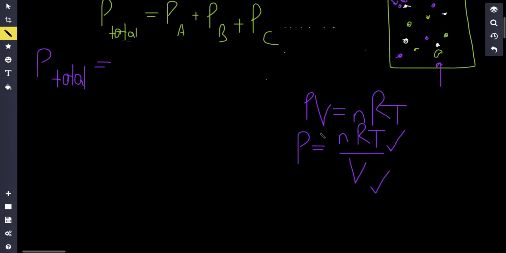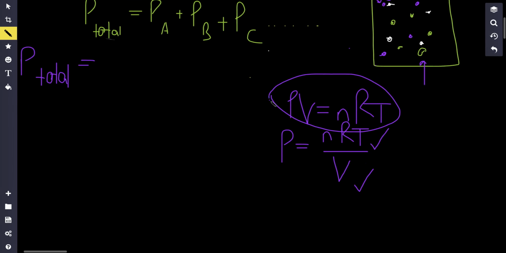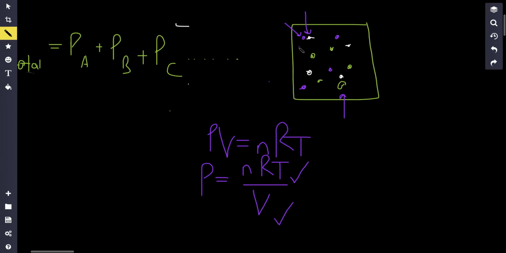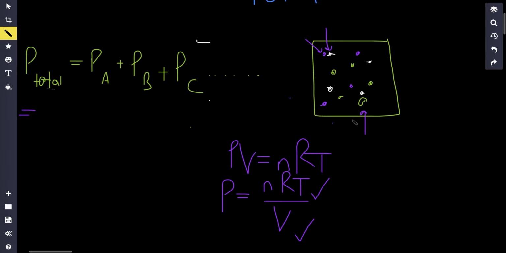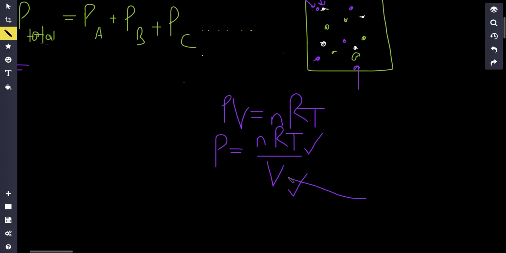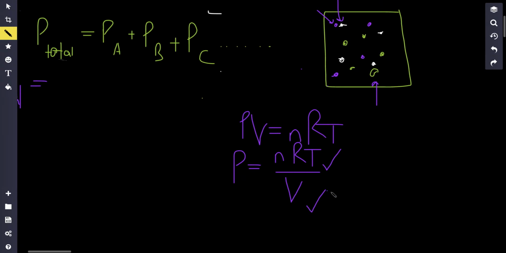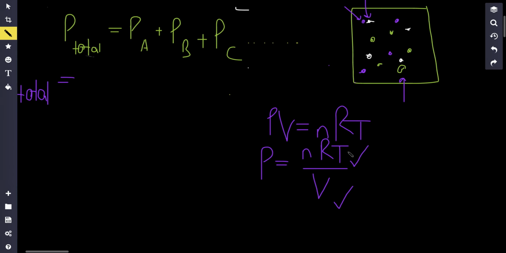What's another way to represent pressure? Well, you can use the ideal gas law. PV equals nRT. If you divide both sides by V, you get that the pressure is equal to nRT divided by V. Notice how, if we're assuming that all these gases are in the same container, the volume for all of these gases is going to be the same when you're using the ideal gas law. The temperature is also going to be the same, because it's the same container, the same set of conditions. R is a constant, the ideal gas constant.